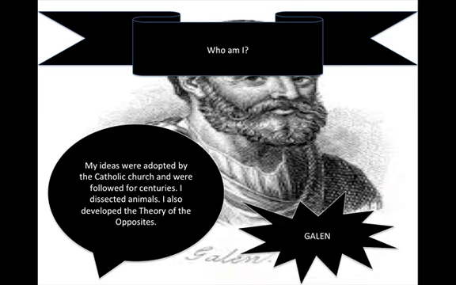This would be Galen, the man who built upon Hippocrates' ideas and whose ideas were adopted by the Catholic Church, who was a brilliant anatomist, and yet he made some basic anatomical errors that the Church would not allow to be challenged.